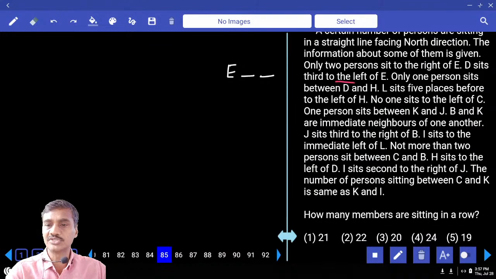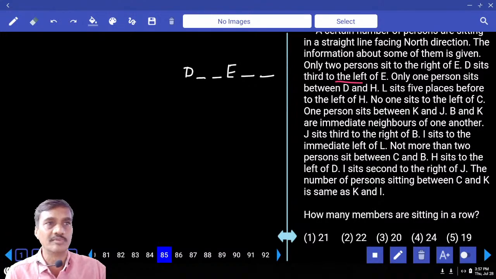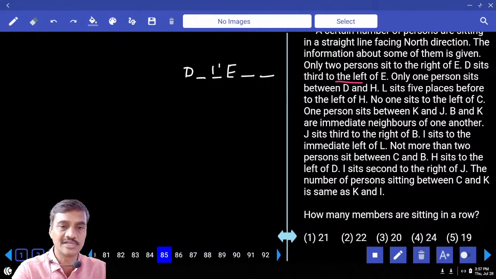And next one, D sits third to the left of E. That means in between D and E there must be exactly 2 people. And only 1 person between D and H. One person between D and H, so how many possibilities do we have? 2 possibilities. Now H can be to the right hand side of D or to the left hand side. Hence there is a second possibility as well. Now we are writing down the second possibility.